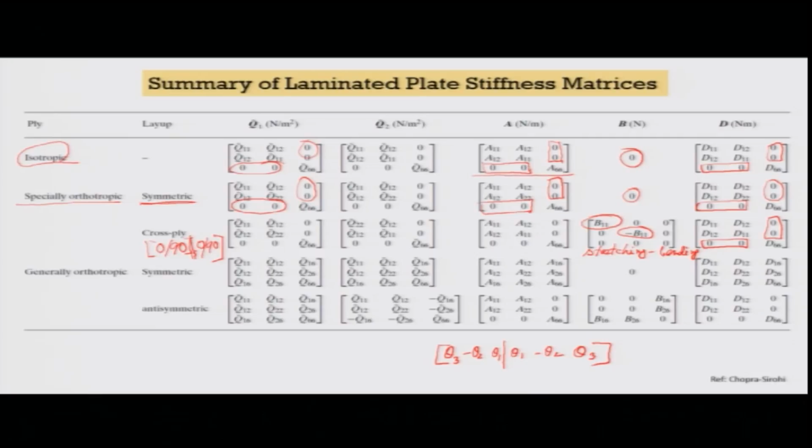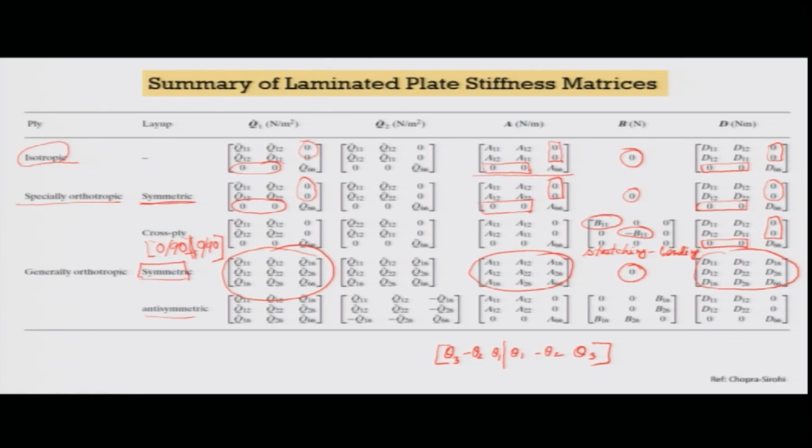Now, we come to the generally orthotropic case. So, there is symmetric and antisymmetric of them. So, if I consider the symmetric generally orthotropic case, then you can see that the Q matrix is fully populated, and you can see that the A matrix is fully populated. There are no 0 terms there. The D matrix is fully populated, but just because it is symmetric, then this part will be 0. So, there is no stretching bending coupling here, just like the other case.